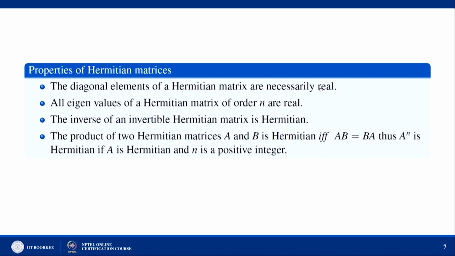So, the properties of Hermitian matrices: the diagonal elements of a Hermitian matrix are necessarily real, and all eigenvalues of a Hermitian matrix of order n are real. Now, the inverse of an invertible Hermitian matrix is also Hermitian. You can see the proof is very easy. A conjugate transpose is equal to A because A is Hermitian. We have to show that if this matrix A is invertible, determinant of A not equal to 0, then A inverse is also Hermitian. So, if B is A inverse, then B bar transpose is also equal to B. This we have to show.